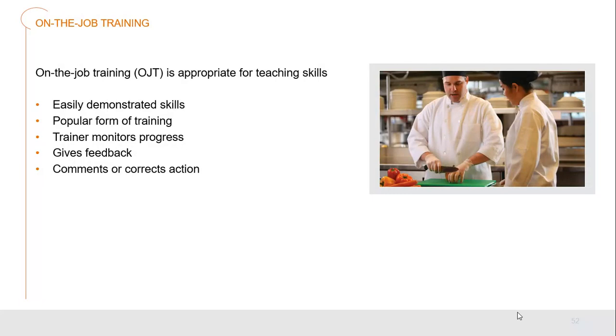On-the-job training, OJT, is appropriate for teaching all sorts of new skills to employees. Easily demonstrated skills are perfect for this type of thing. This is a popular form of training because the trainer monitors the progress as the employee is starting to learn new things. They're able to give immediate feedback, and comments and or corrective actions can be taken immediately, so that you can have a very valuable training session with that employee.